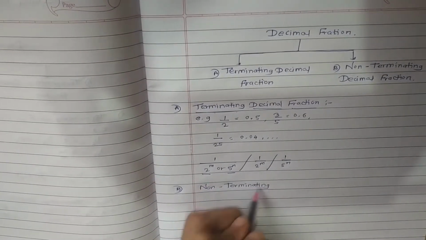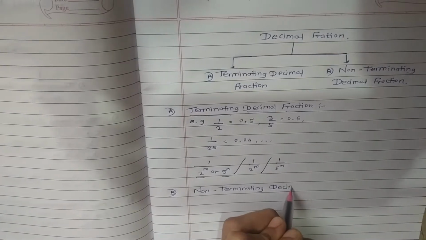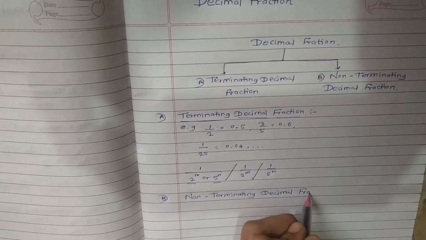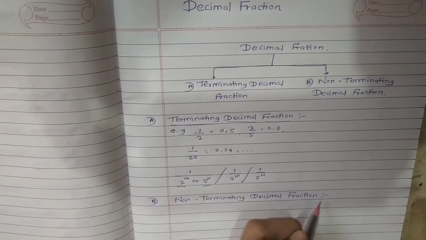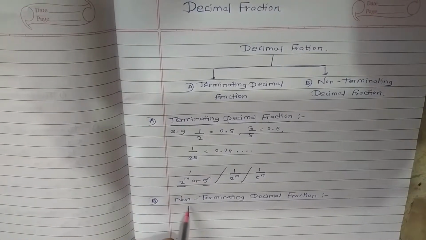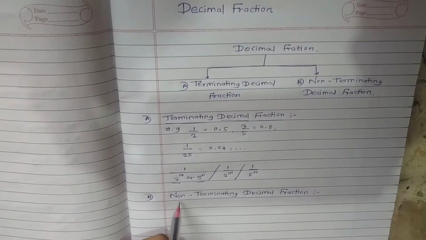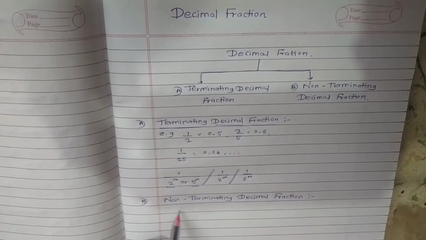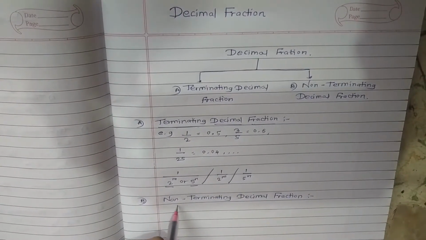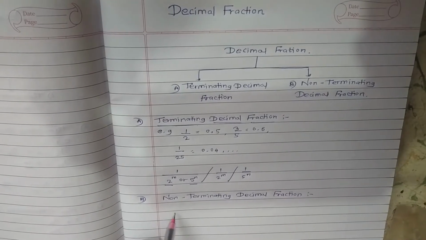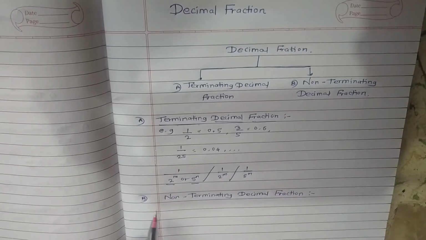Next we will see what is non-terminating decimal fraction. The non-terminating decimal fractions are the decimal numbers which have infinite number of digits after decimal points. That means the number of digits after the decimal points are uncountable.